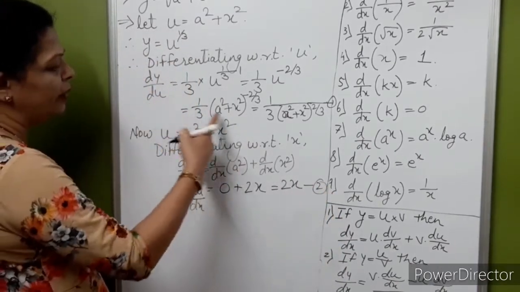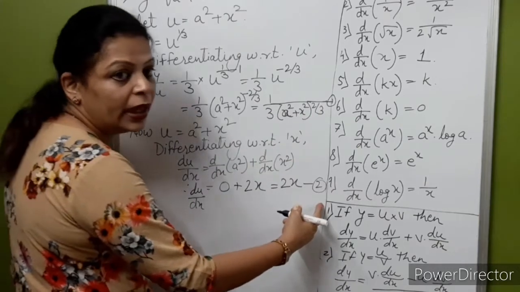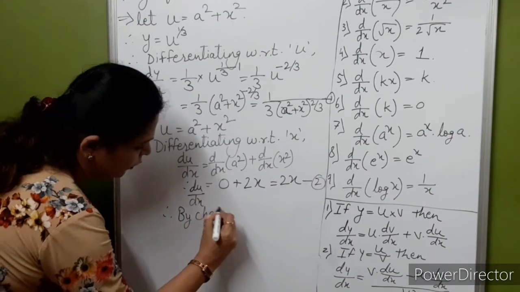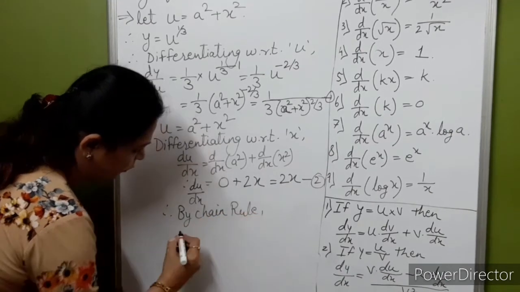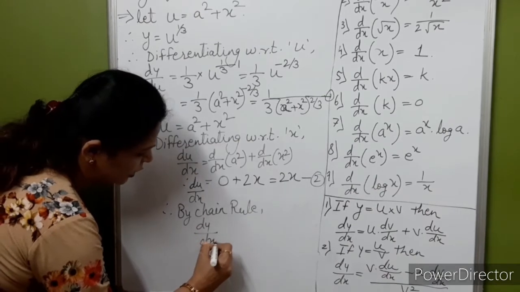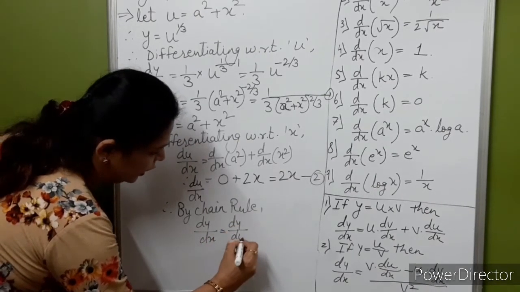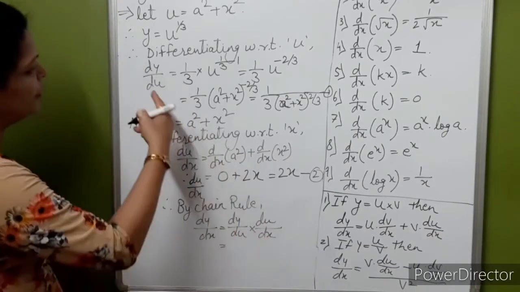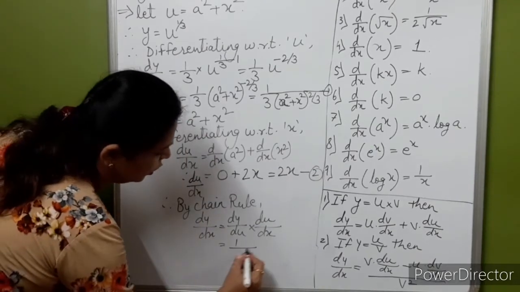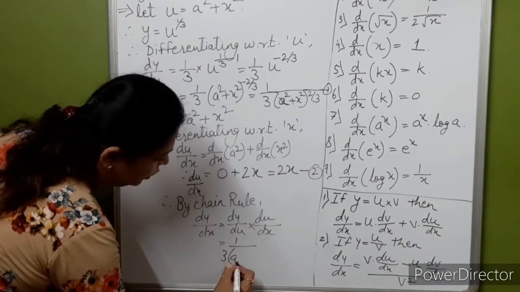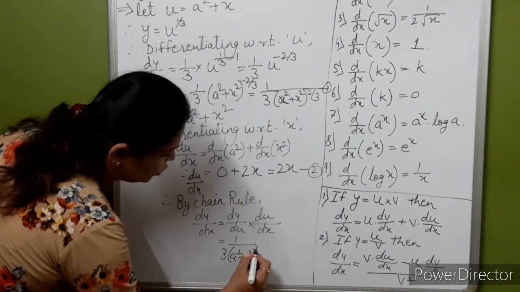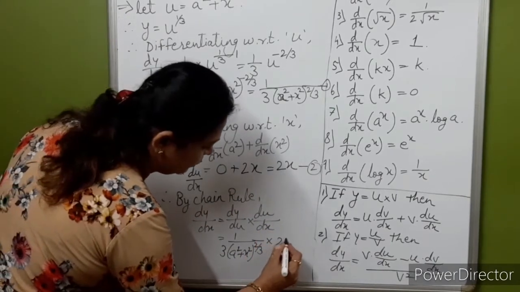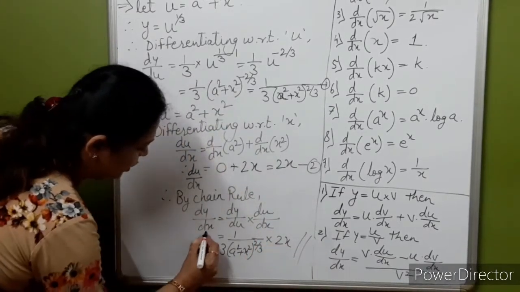Okay. So we got dy by du and we have got du by dx. So therefore by chain rule, dy by dx is equal to dy by du into du by dx. So substitute. How much we have got dy by dx? 1 upon 3 into (a square plus x square) raised to 2 by 3 into 2x. So this is your answer, dy by dx.